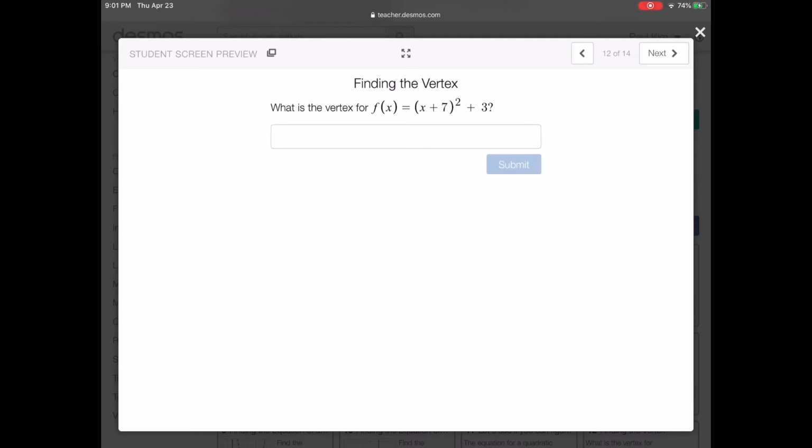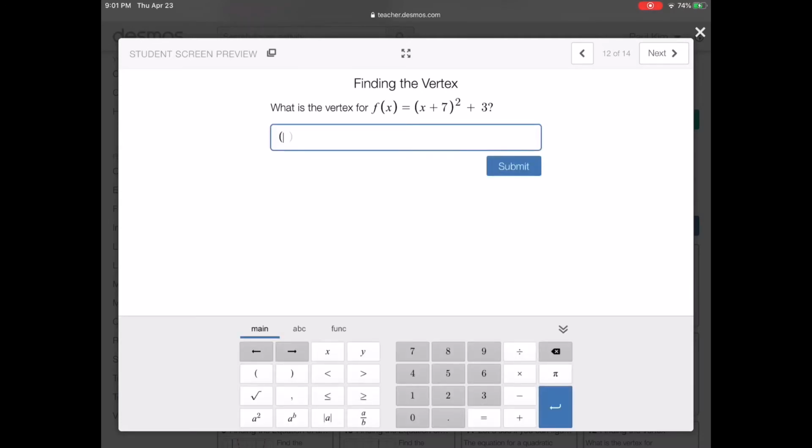So what is the vertex here? When I see x plus 7, I think, okay, that's going to be my horizontal shift. The h value moves it horizontally. That's a lie. So I'm going to put -7. And then that +3 at the end, I know that's your vertical shift. That tells the truth. +3, I think up 3 units. So it'll be -7, 3.